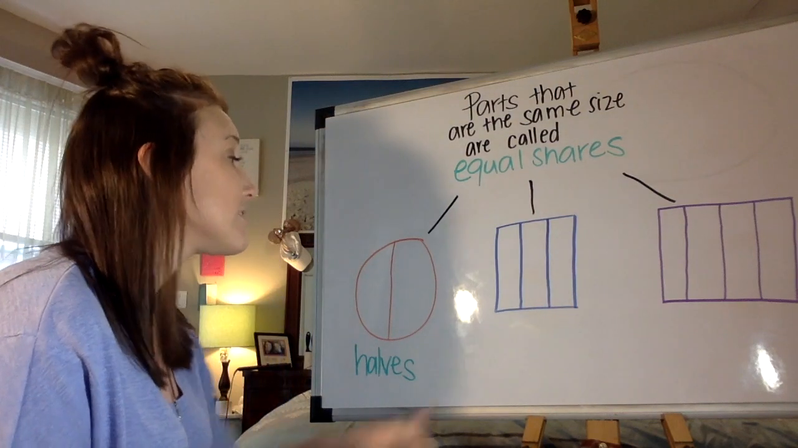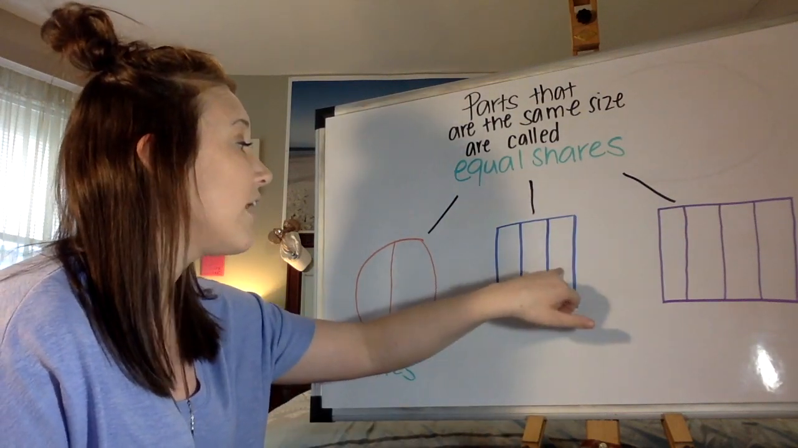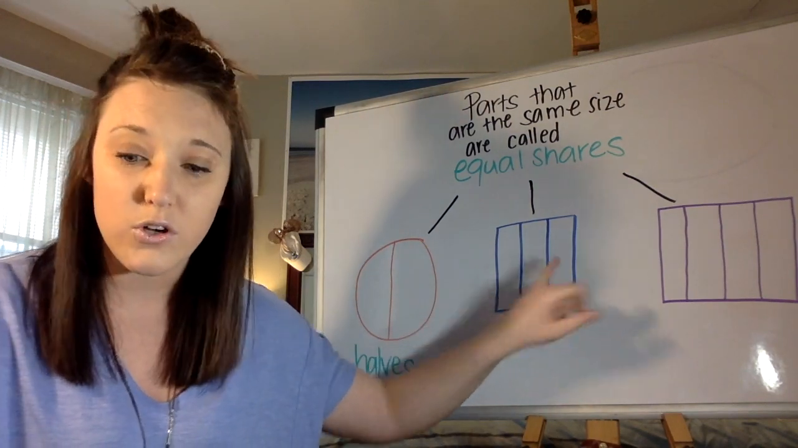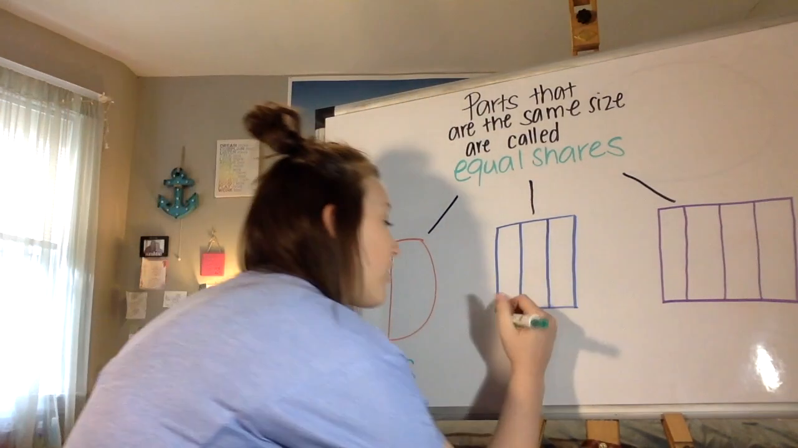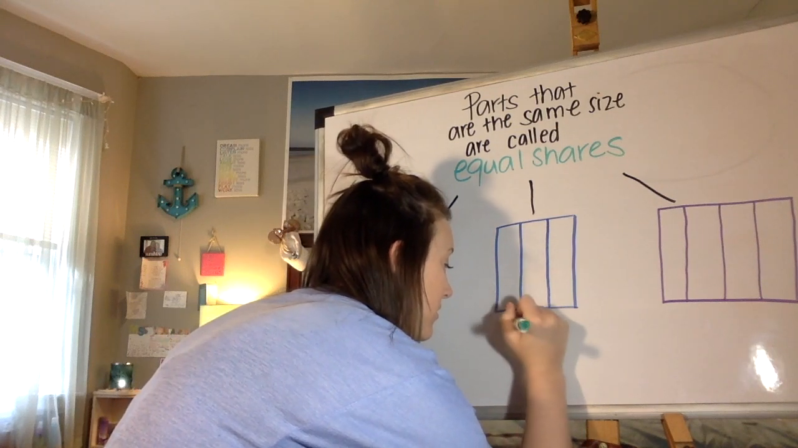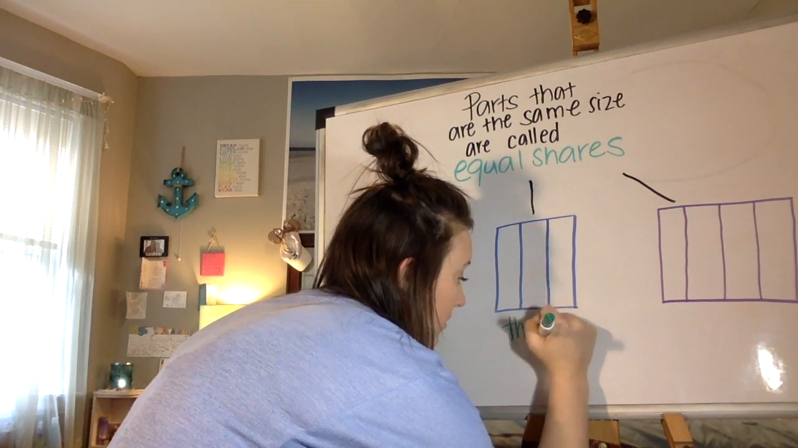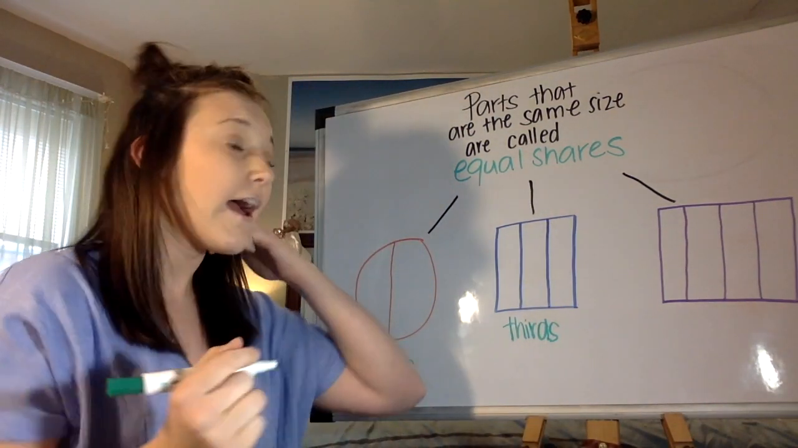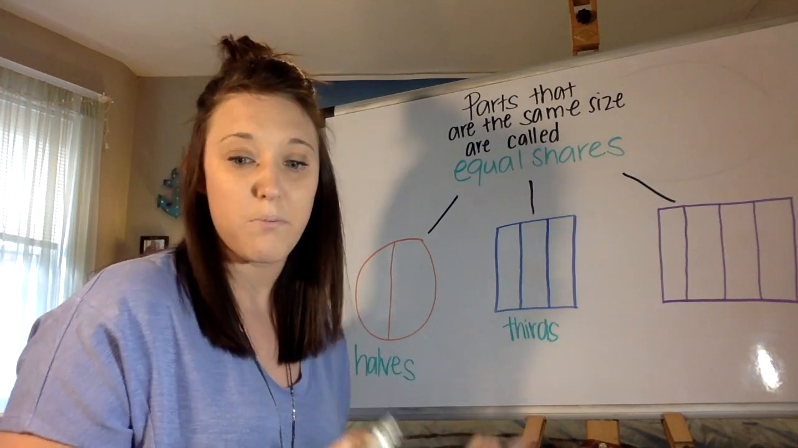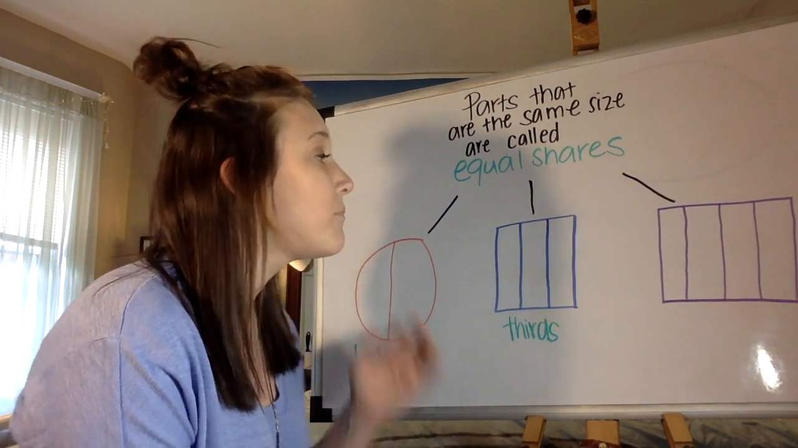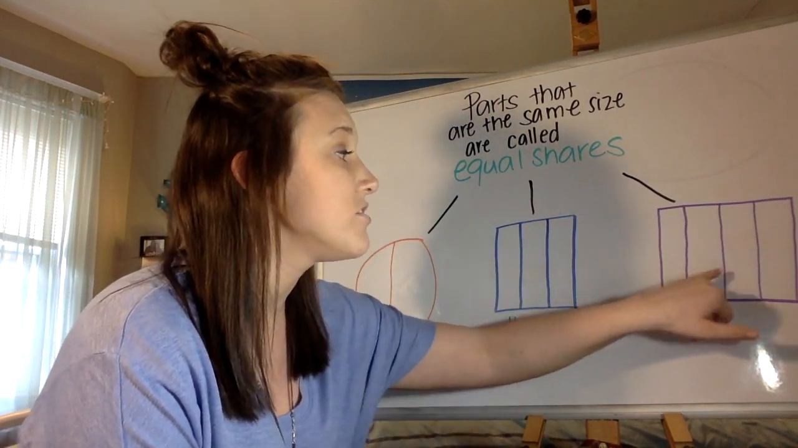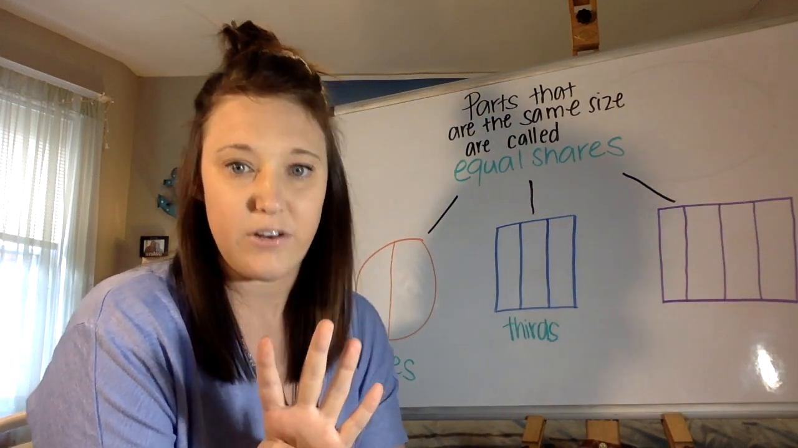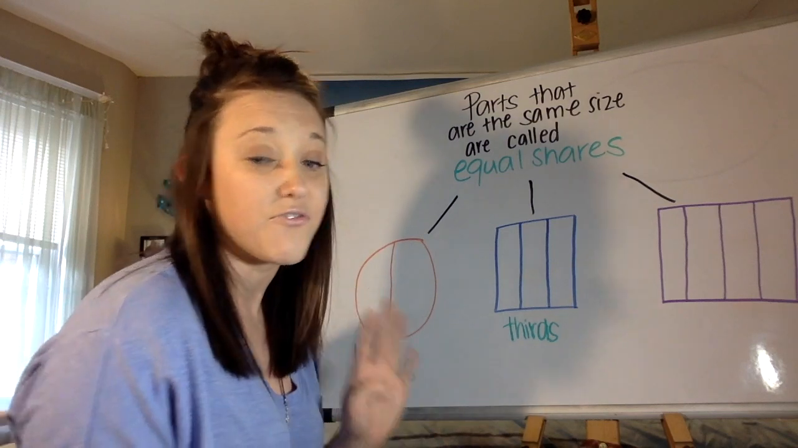The next one we're looking at is a box, and I split it into 3 equal shares, or 3 equal sections, and those would be called thirds. And then the last one that I have drawn up on the board that's also in your book is the purple rectangle that's split up into 1, 2, 3, 4. It is equally split up into 4, so the way that we say that is fourths.